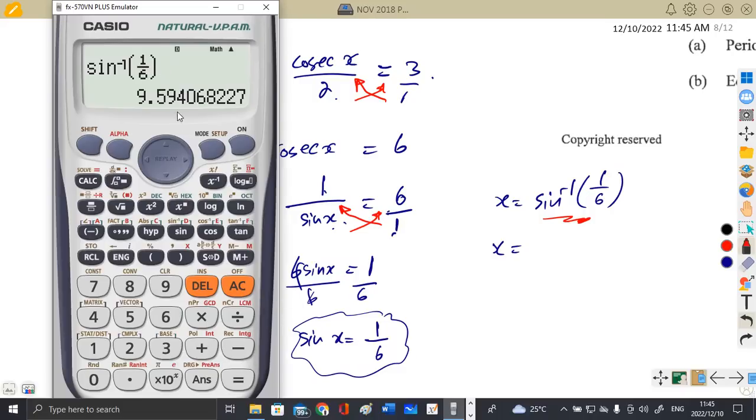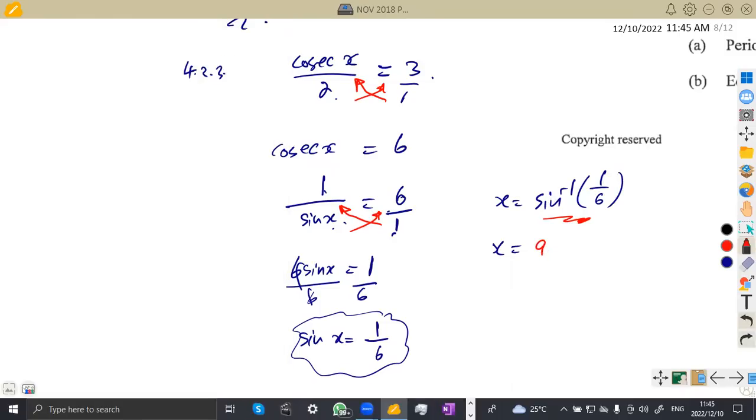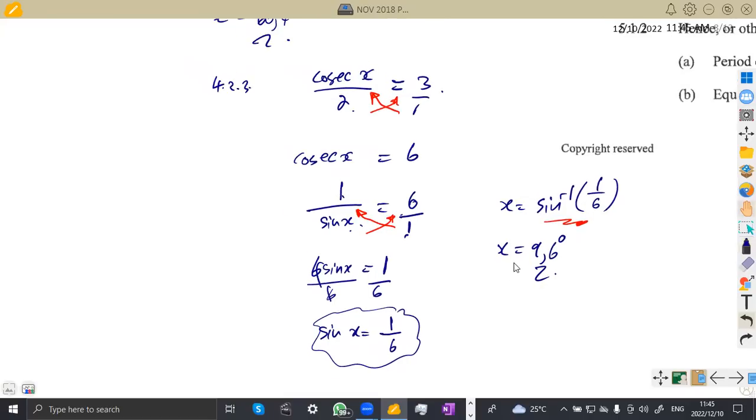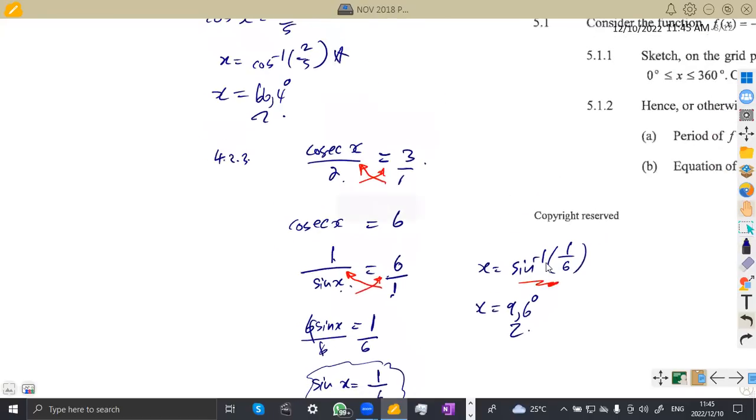9.59, but to 1 decimal place, the 9 is going to change the 5 into 6. So it's going to be 9.6. So that's 9.6 degrees. All right, so that's what you're going to have as the angle. Yes, it's the smallest angle of all these angles that we determined.